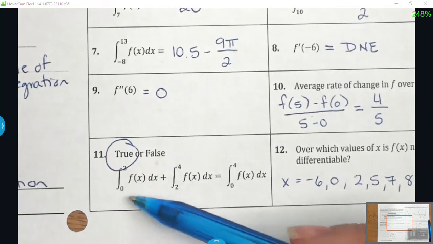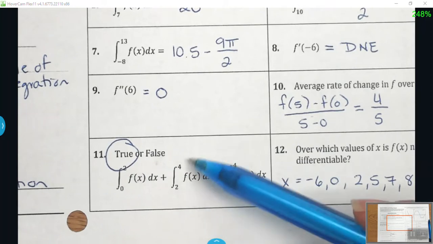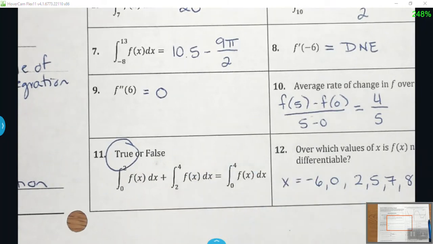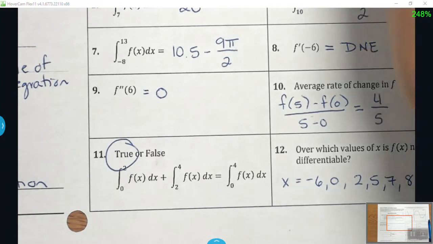And then 11 I said true, because if you take the area from 0 to 2 and add the area from 2 to 4, you'll get the area from 0 to 4. That's just common sense. Well, calculus common sense.